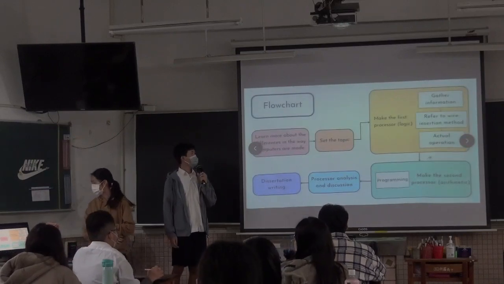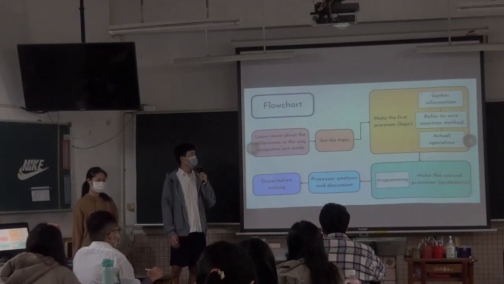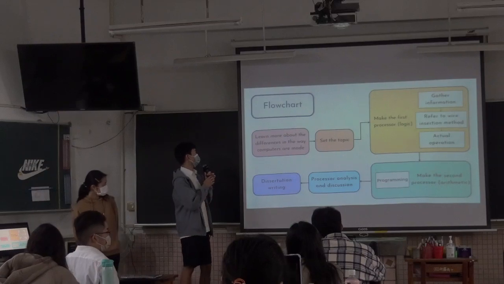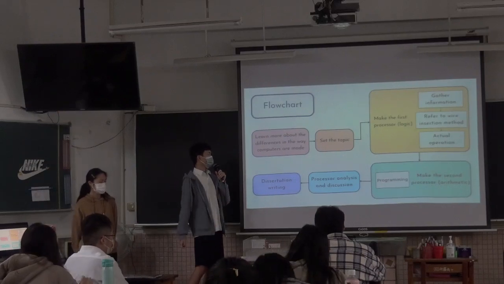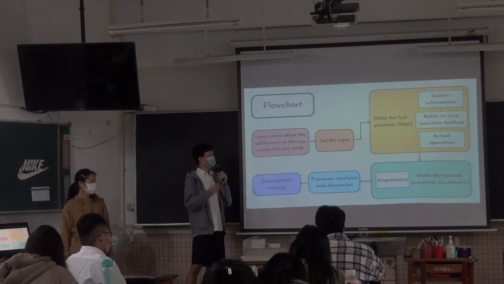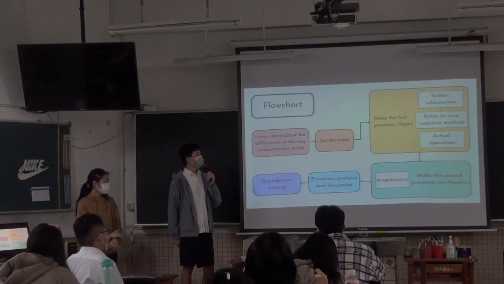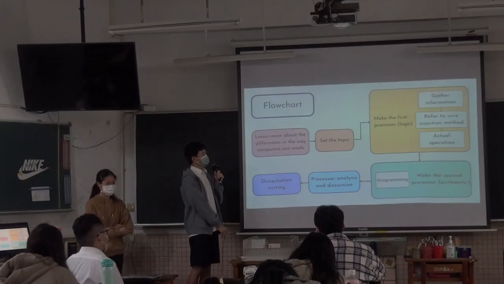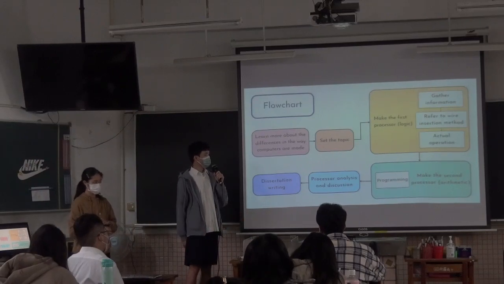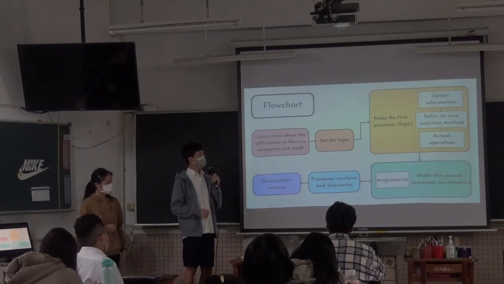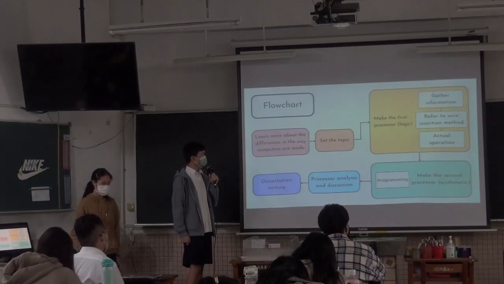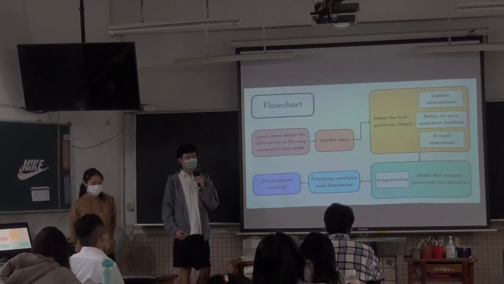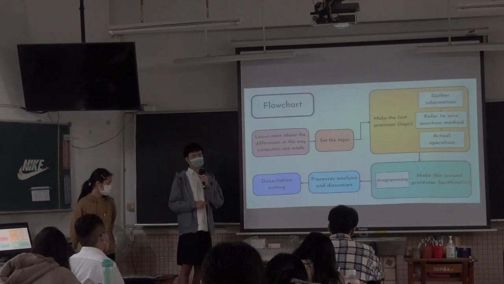Here is a flowchart to better describe the process of our research. First, we want to learn more about the differences in the way computers are made. Second, we set the topic for the research. Third, we make our first processor, the logic processor. And next, we make our arithmetic processor, which requires programming. Next, we analyze and discuss the differences between the two processors. And last, we finish our mini thesis.